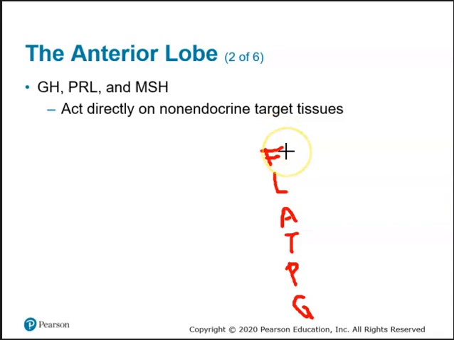So F stands for FSH, which is follicle stimulating hormone. L stands for luteinizing hormone. A is your adrenocorticotropic hormone, or your ACTH. Then you have your TSH, which is your thyroid stimulating hormone. P is your prolactin, and G stands for growth hormone. So FLAT PIG will kind of help you remember at least 6 of the major hormones that are secreted by the anterior lobe.